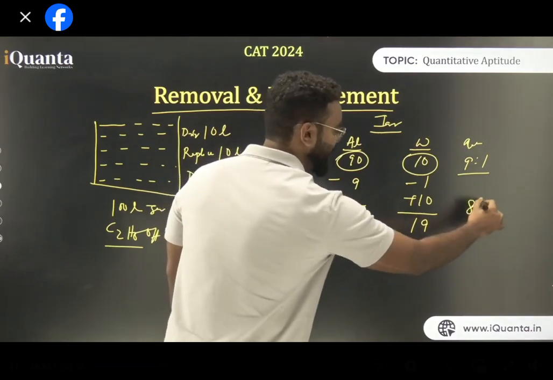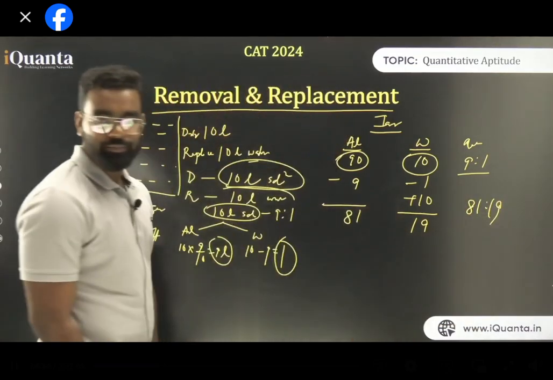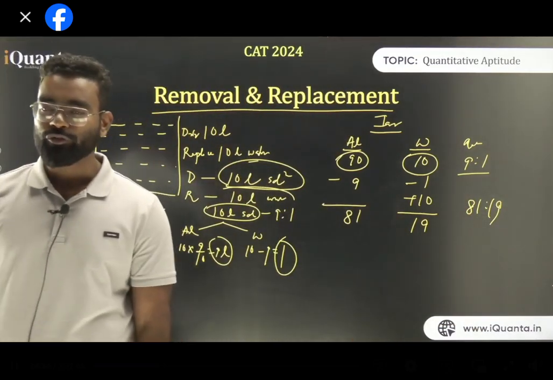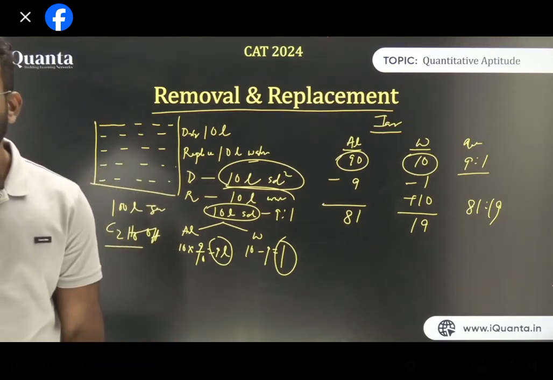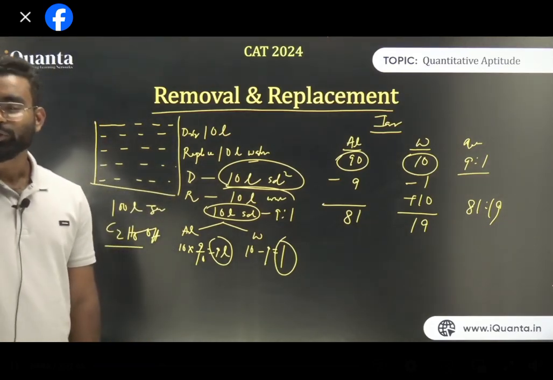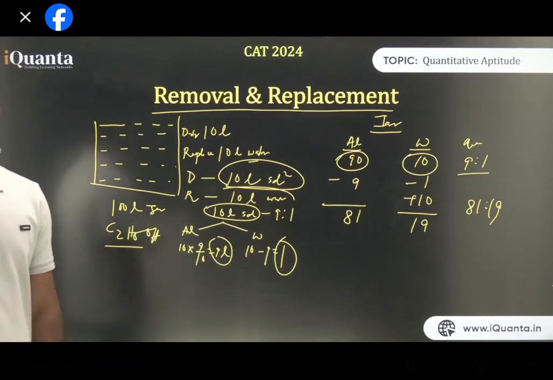So what is the ratio now? 81:19. Am I clear? Did everyone understand this much? All of you guys, is it clear? So 81:19 is the ratio after the second day. Okay, now think about this again.